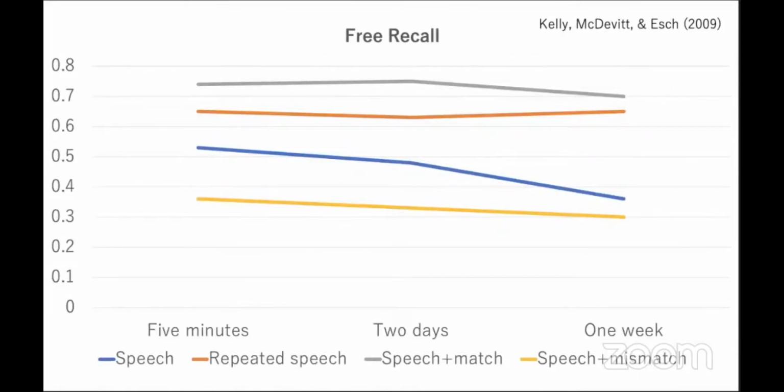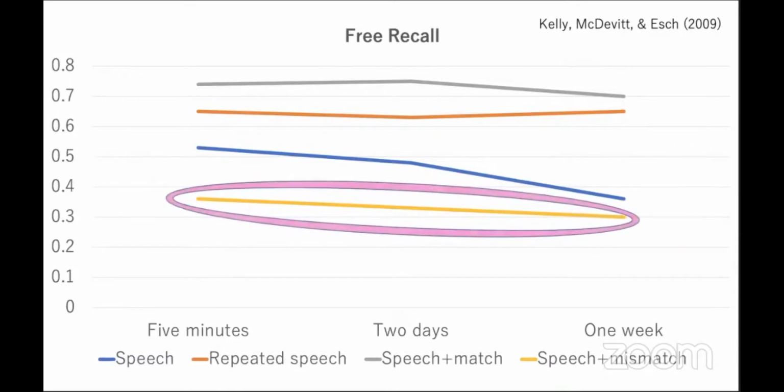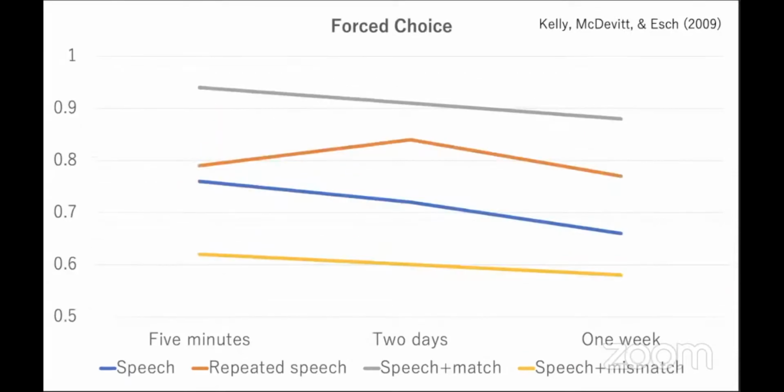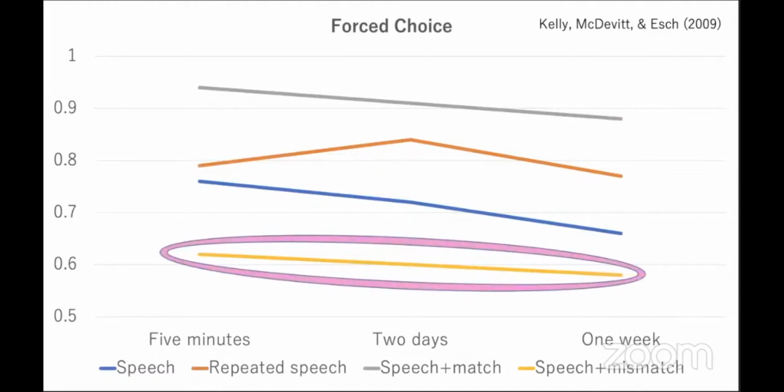First, the free recall result: they conducted 3 post tests, at about 5 minutes, 2 days, and 1 week. Across the 3 testing times, the speech mismatch condition performed the worst. Okay. And they also did a forced choice test. And again, the speech mismatching condition performed the worst. So it seems like for learning Japanese vocabulary, mismatching gesture was not preferable.